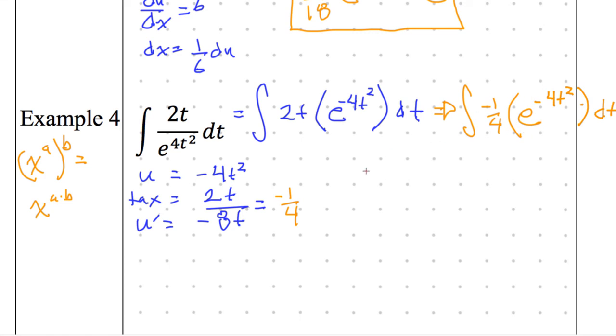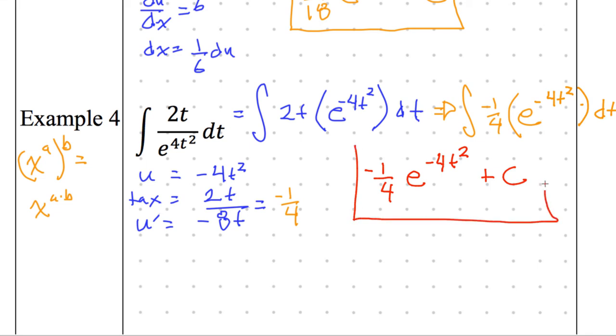That means my integral is -1/4 e to the -4t squared plus c. What's going on here? I need to see my notes. There it is. Box it. Done. Any questions?